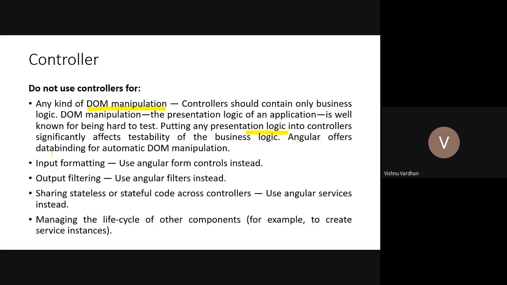And AngularJS offers data binding for automatic DOM manipulation. So we need not concentrate on the DOM manipulation, because it is automatically implemented on the basis of the model. DOM manipulation is also going to be affected by the model's implementation, so we do not have any further implementation on the DOM manipulation. We don't have to put more stress on the DOM manipulation in AngularJS.